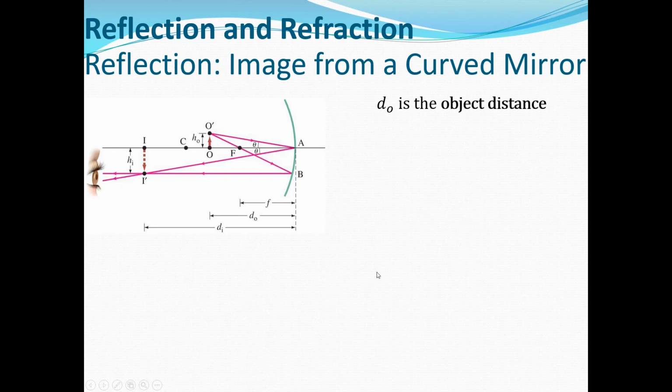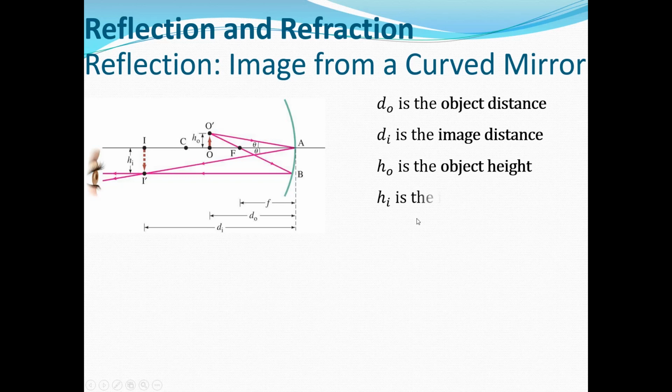So I'm going to quickly show how the magic equation is going to be derived, but I'm going to speed through it. All right. DO is going to be used to represent the object's distance from the mirror. DI is going to be used to represent the image's distance from the mirror. HO is the object's height. HI is the image's height. And then F is going to be used to represent the focal distance, so the length of the focal point.